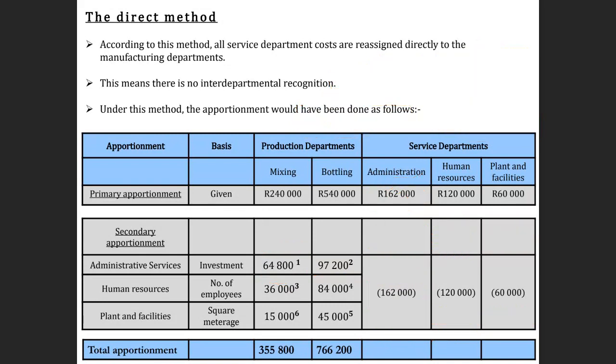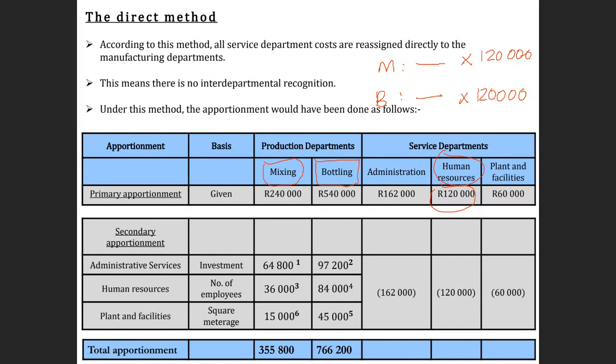Then you have the next one, which is your HR department. So the HR department is 120,000 Rand worth of costs. So what we're saying is that again, we are allocating it to the mixing and the bottling departments. We need to create a ratio. And once we've created the ratio, we're going to multiply it by the 120,000 Rand that needs to be split, and that will tell us how much we allocate to mixing and how much we allocate to bottling.